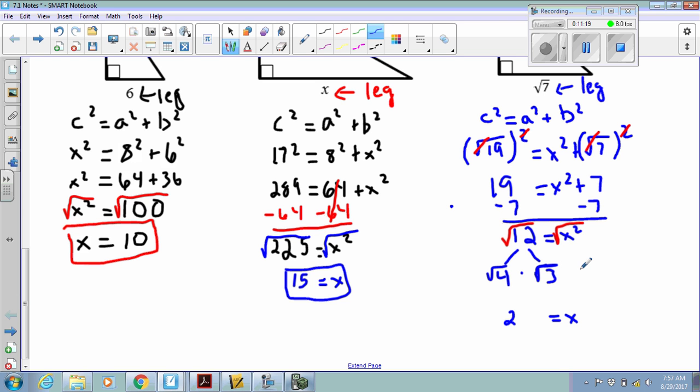Now 3 is not a perfect square, and we can't simplify it anymore other than saying 1, okay? But really we don't take the square root of 1. So because we can't simplify anymore, we have to leave it inside the square root sign. So now we say times the square root of 3. So our final answer in this case is 2 times the square root of 3. And that's what our x value is going to be.